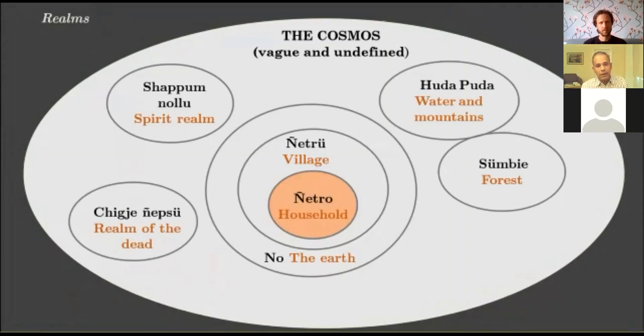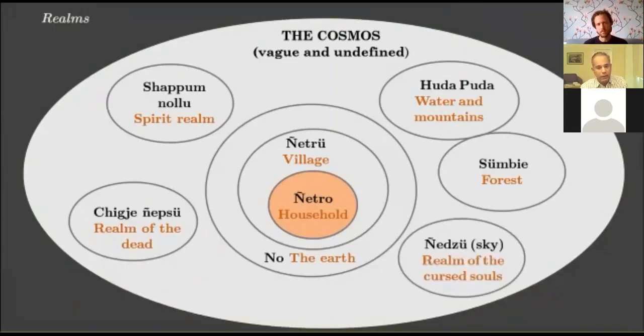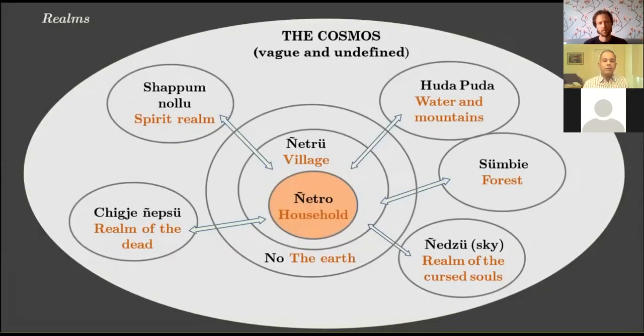So there is Shapum Nolu, for example, the spirit realm. There is Netro and Netru and the earth, No, and Sijibro Nolu, where human beings dwell. Hudapuda, the realm of the mountains and water. Sumbia, the forest. Nezu, the sky, the realm of the cursed souls. Chigjenips, the realm of the dead. And there is interaction between beings of different realms, and the whole cosmic balance exists because of this interaction.